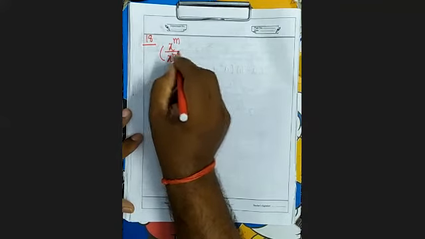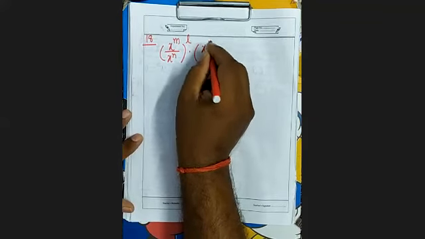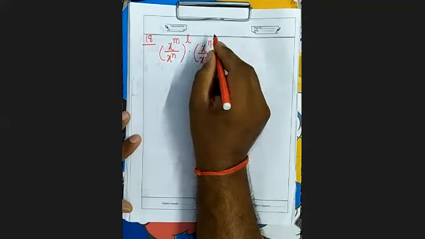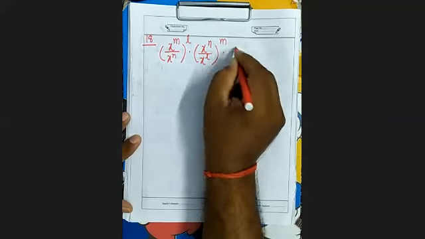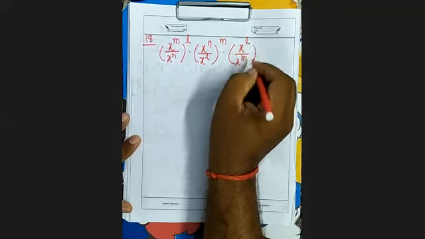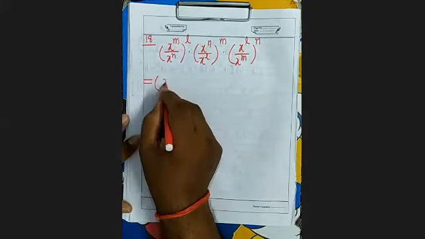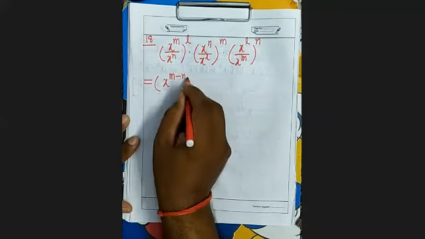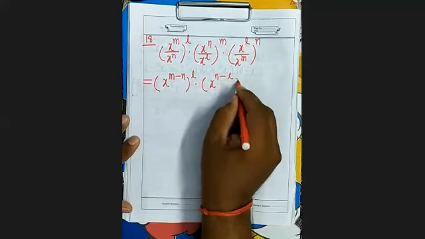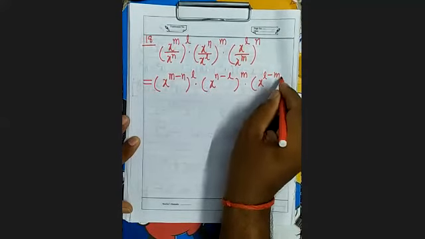(x to the power n upon x to the power l) whole to the power l into (x to the power n upon x to the power m) whole to the power m into (x to the power l upon x to the power m) whole to the power n. First of all, in each bracket you apply the quotient rule. x to the power l minus m whole to the power n.